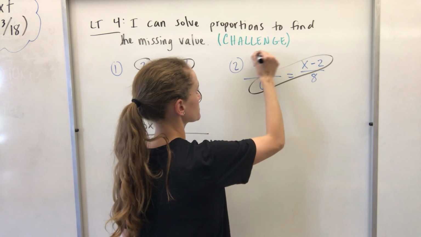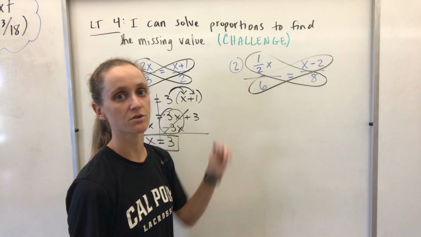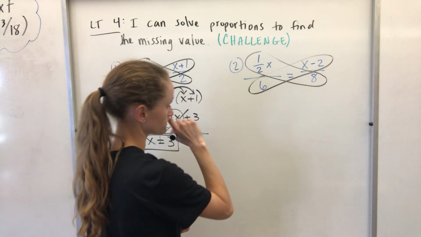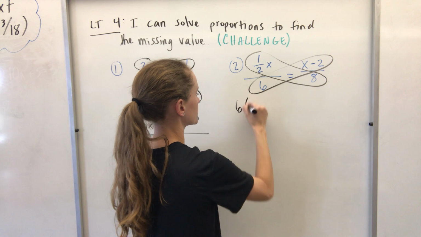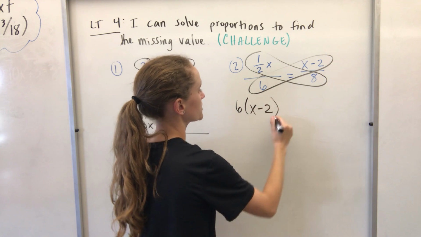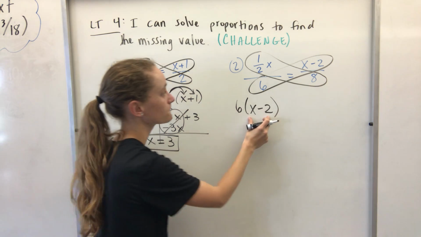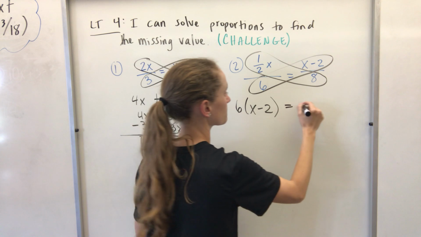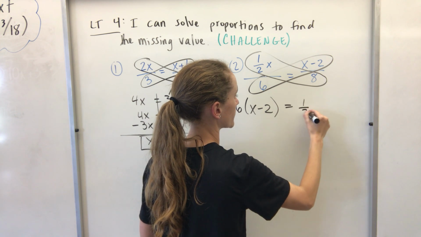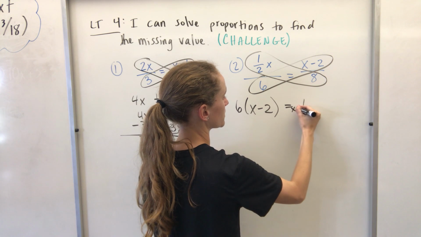Okay, so number 2, same idea. I'm still cross multiplying. And even though there's a fraction within this fraction, we're still going to do the same thing. So going this way, I have 6 times x plus 2, x minus 2. But remember, you have to keep it in parentheses because you're multiplying 6 by that entire quantity right there. And then over here, I have 1/2 x times 8. So I have 1/2. I'm going to put the x in front actually, so it's not in the way.